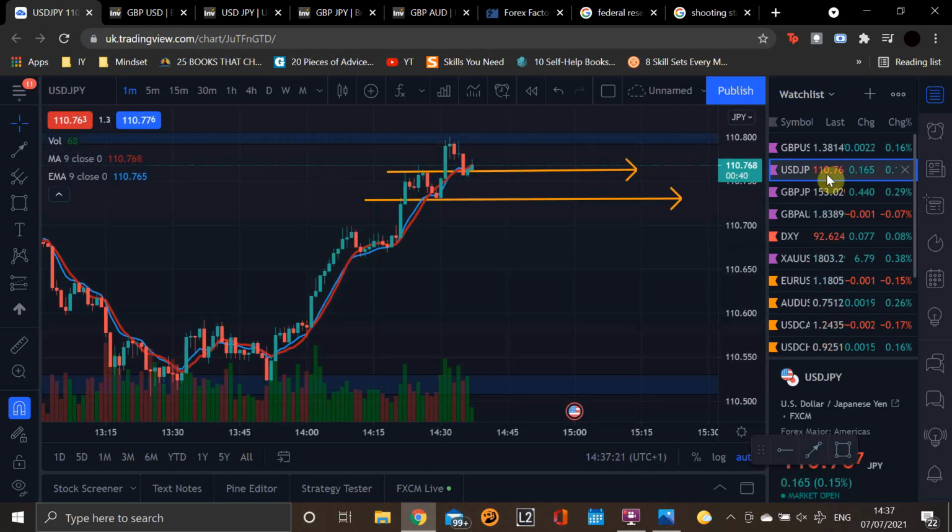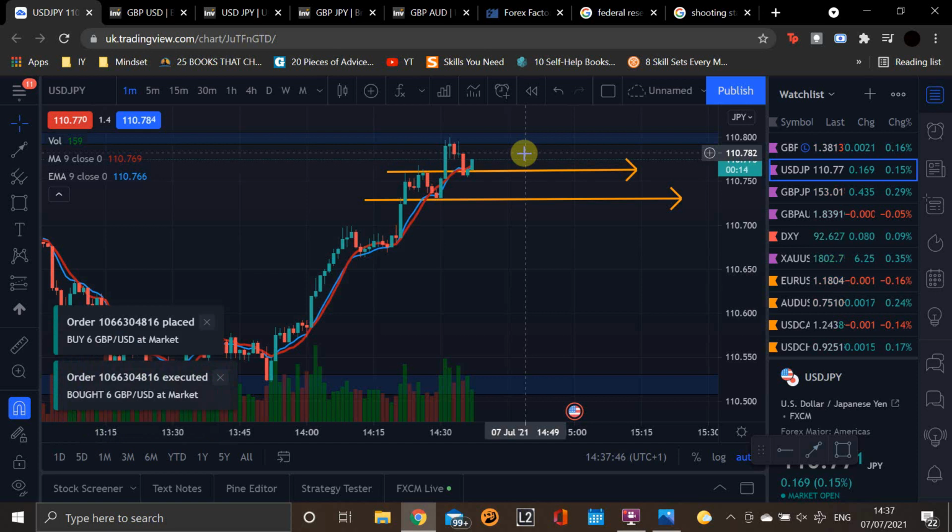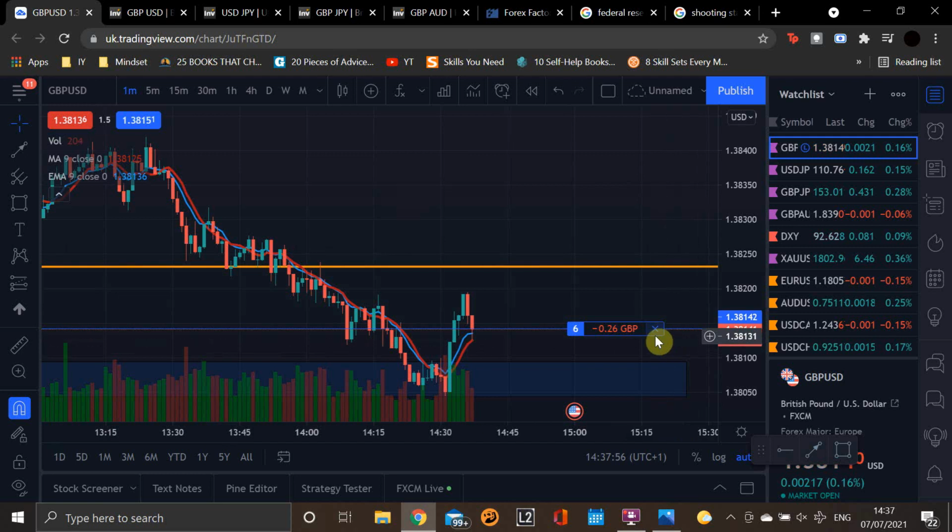USD JPY, I definitely want to be bullish on this. I'll get in. I don't care, I'll get in instant execution. So I got in at a 0.06 lot size. GBP. Oh no, that's the wrong one. Close this position.